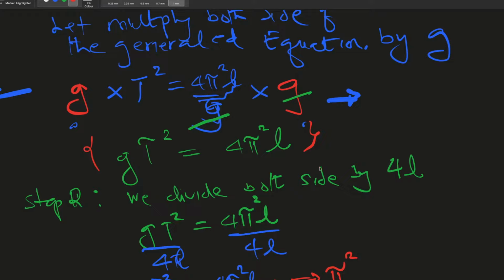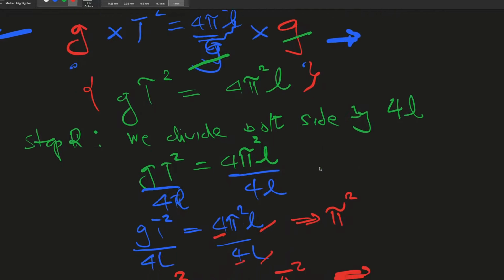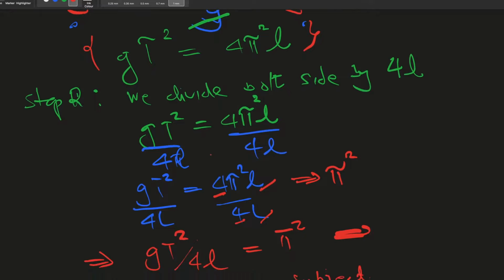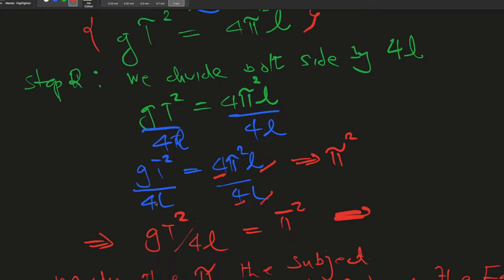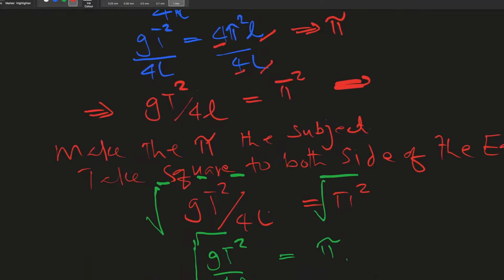Then for our step 2, we divided both sides by 4L. So our GT squared is equal to 4 pi squared L. So we divided both sides by 4L. You see this 4L divided by 4L. So for sure, we're left with the whole expression on the left, GT squared over 4L, equal to pi squared. But our interest wasn't pi squared. Our interest was in pi. So to make the pi the subject, we got to take square roots to both sides of the equation.